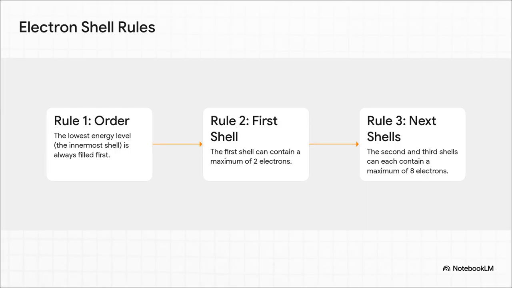And those electrons have some very strict rules they have to live by. They fill up the shells from the inside out. That first shell, closest to the nucleus, is pretty small. It can only hold 2 electrons tops. After that, the next 2 shells can each hold a maximum of 8. This simple setup is the absolute key to understanding everything else.